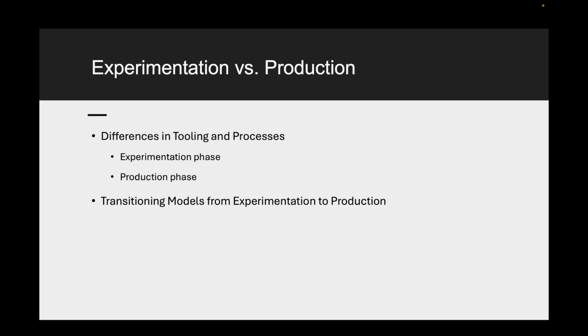Next, transitioning models from experimentation to production. First is code refactoring. Code written in experimentation might need to be cleaned, optimized, and modularized for production. Then scalability, where experimentation is done on limited data sets, while production models might need to handle large-scale real-time data. Monitoring. Production models require monitoring to track their performance and detect any potential drifts in data or performance drops over time. Automation. Automated pipelines are essential to ensure seamless retraining and deployment when new data is available.